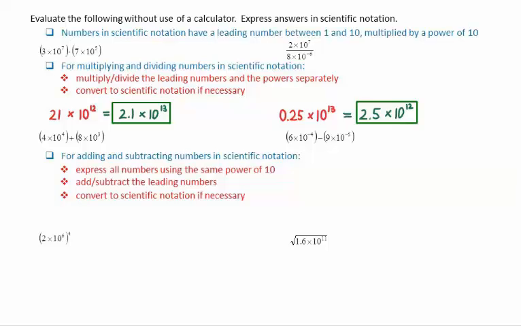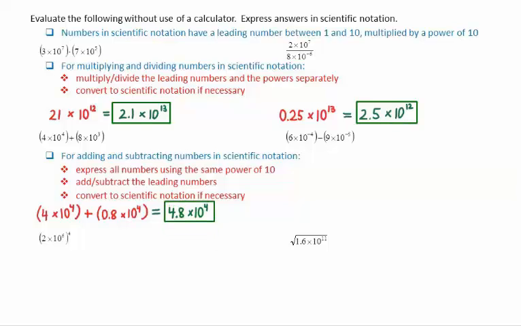For the first question, 4 times 10 to the 4 plus 8 times 10 to the 3, we can put them both times 10 to the 4. 4 times 10 to the 4 plus 0.8 times 10 to the 4. Note that the 8 is becoming 10 times smaller, and the 10 to the 3 becomes 10 times bigger, going to 10 to the 4. We can then add 4 plus 0.8, giving us 4.8 times 10 to the 4.